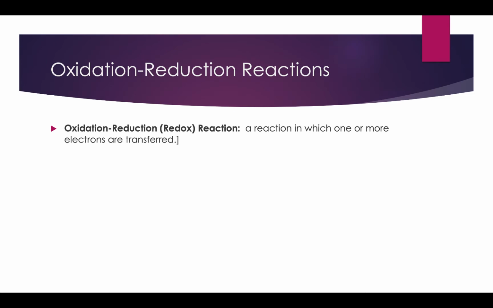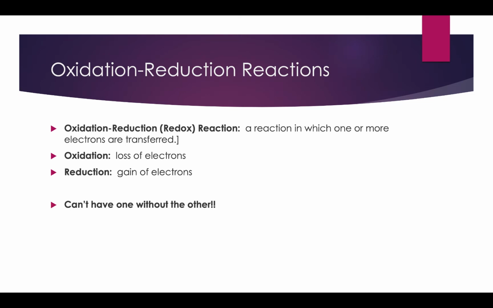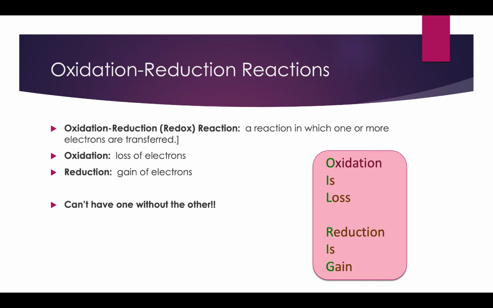So an oxidation reduction, or often abbreviated redox reaction, is a reaction in which one or more electrons are transferred. Oxidation is defined as the loss of electrons, and reduction is defined as the gain of electrons. You can't have one without the other. So if something is losing electrons, something in that same reaction is gaining them. If you have oxidation, you must also have reduction in that same reaction.